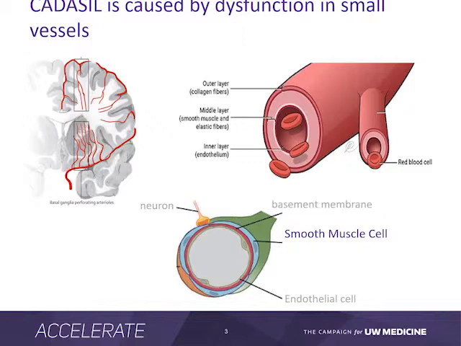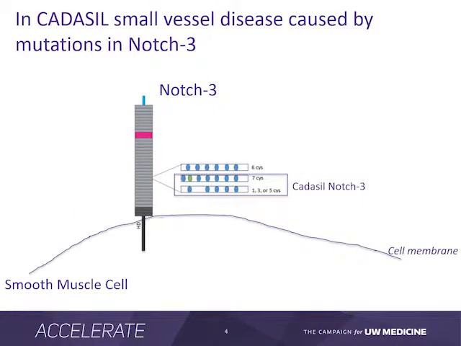And the smooth muscle cells are sitting here. These are in blue, so they are surrounding the vessel, and the key protein we're going to talk about today is Notch3, and Notch3 is sitting there at the membrane of this smooth muscle cell, okay? So it turns out that mutations, so changes that are inherited in the Notch3 gene, is what causes CADASIL.